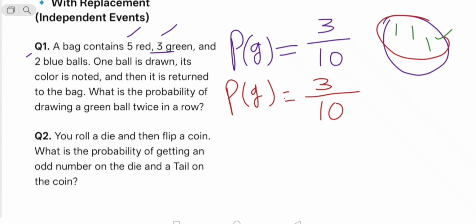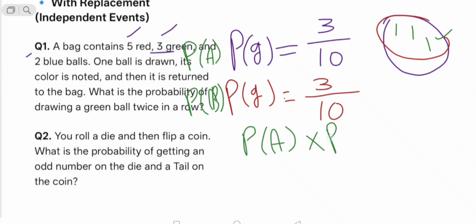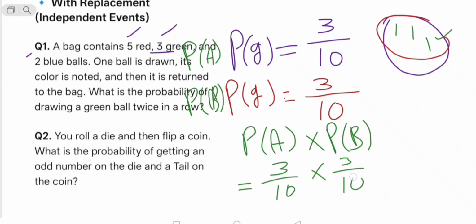So this is the first one. We say, for example, event A, then event B. So what is the probability? Probability of A times probability of B. This is the formula. What is the probability of A? 3 over 10 times 3 over 10. So the total equals 3 times 3, 9, over 10 times 10, 100. So this is our answer, or in decimal 0.09. This is our answer for question number 1.